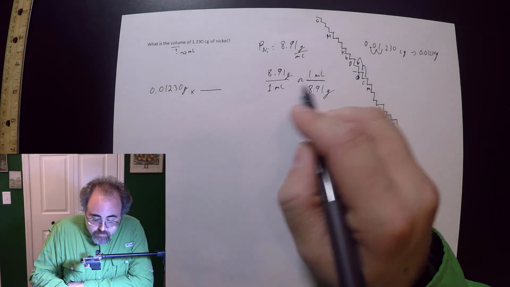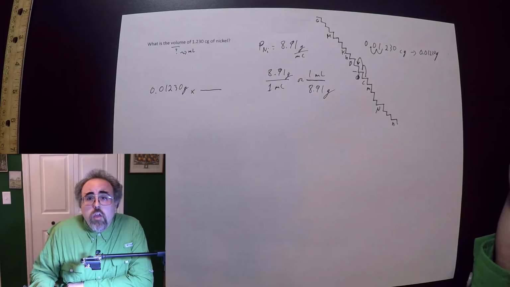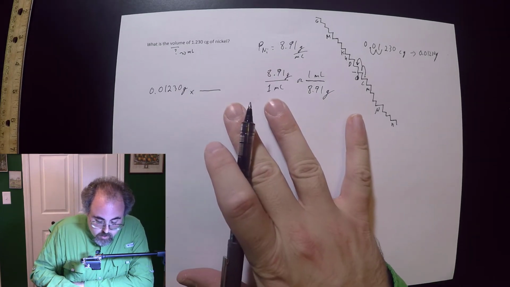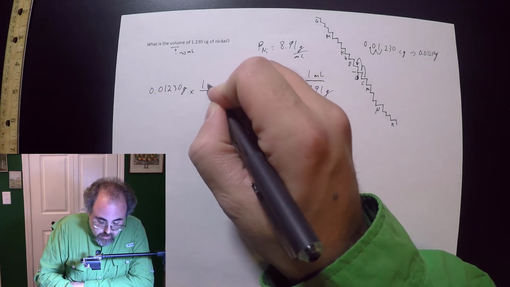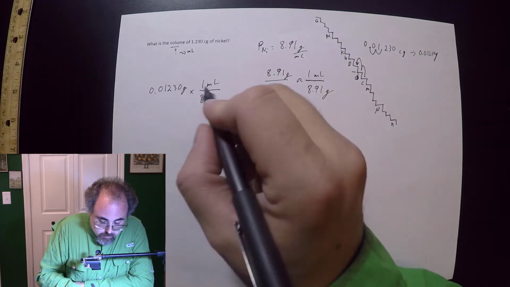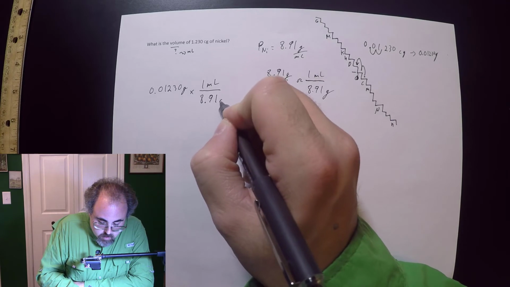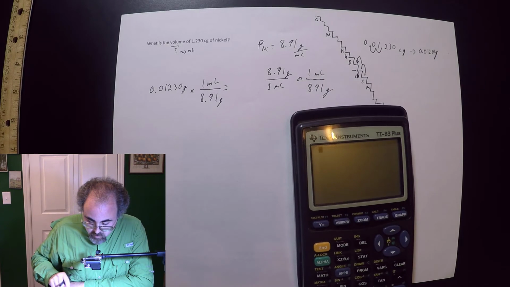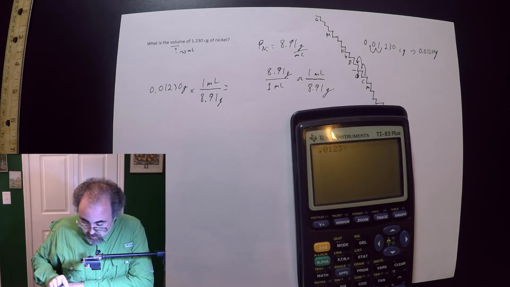Okay, so I've got my two conversion factors. I can pick either one I want. So what I'm going to do is what you want by what you got. So what I want is milliliters, so I'm going to do the milliliters on top, and I'm going to do the grams on bottom, and then the number goes with the grams. And then I type that mess in my calculator. So 0.0123 times 1 divided by, and I don't need to do that one thing. Okay, so I get that number.